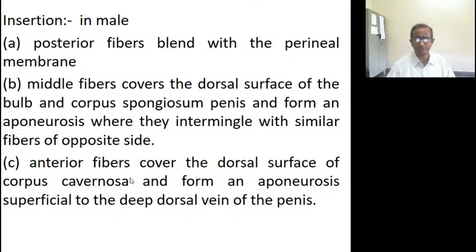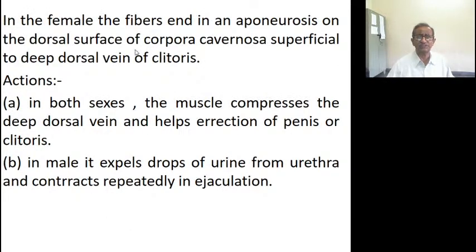Anterior fibers cover the dorsal surface of the corpora cavernosa and form an aponeurosis superficial to the deep dorsal vein of the penis. In the female, the fibers end in an aponeurosis on the dorsal surface of the corpora cavernosa superficial to the deep dorsal vein of the clitoris.